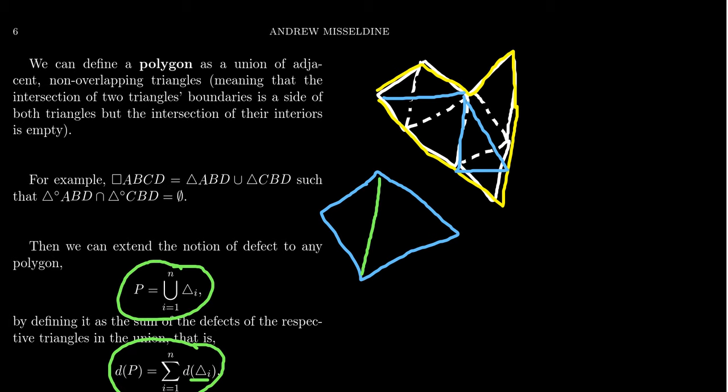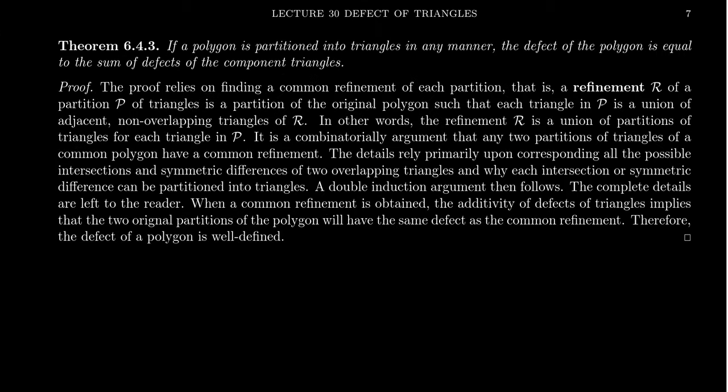Well, the good news is yes, absolutely. If a polygon is partitioned into triangles in any manner, the defect of the polygon is equal to the sum of the defects of the component triangles. That is to say, the defect function is well-defined for general polygons. It doesn't matter which partition of triangles you use.